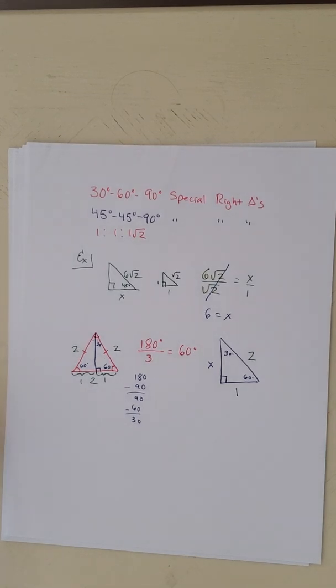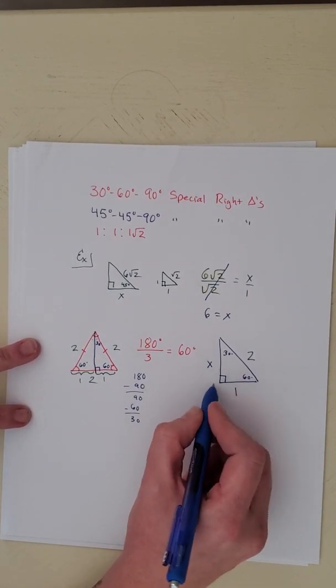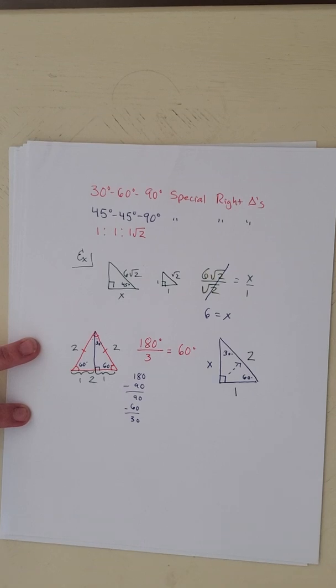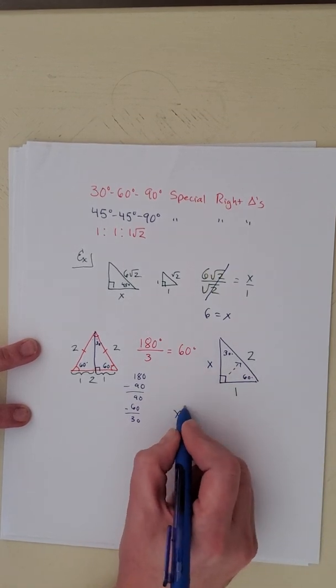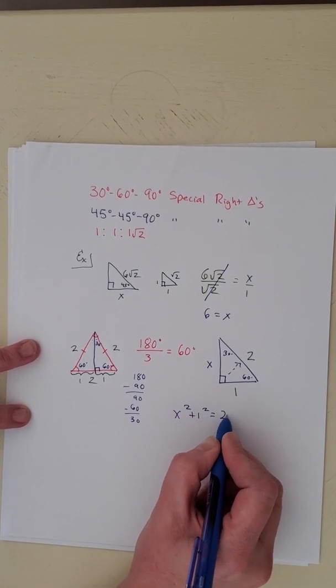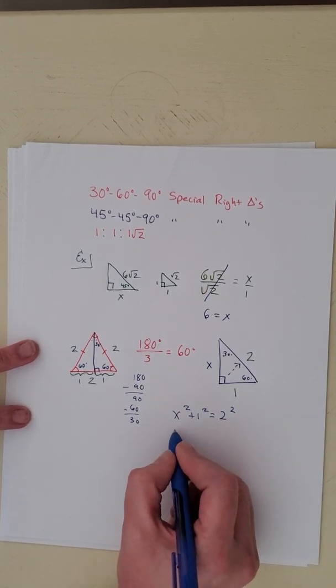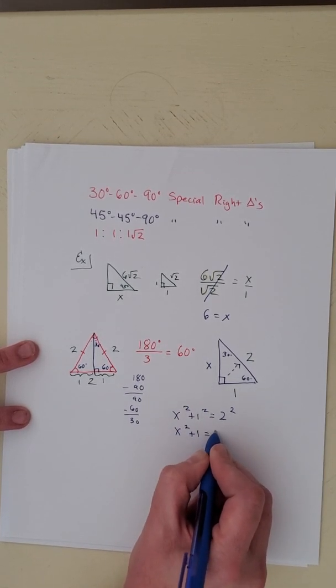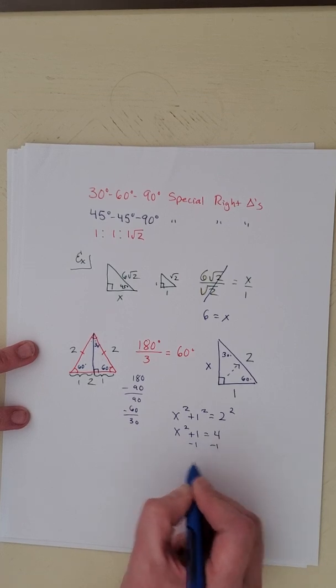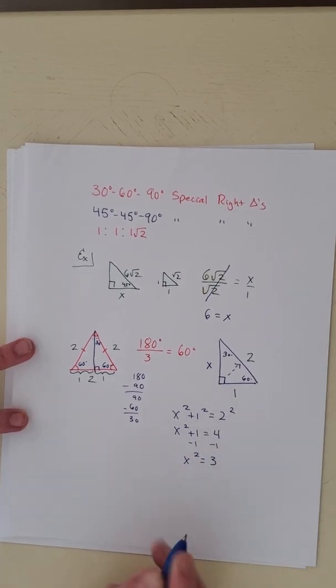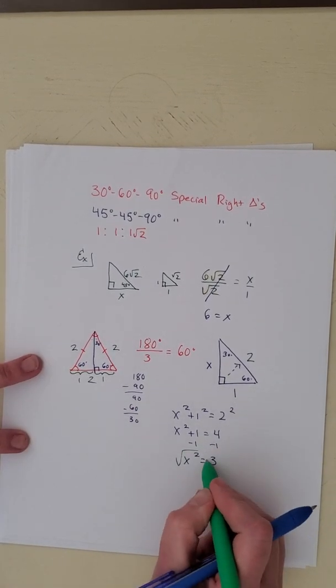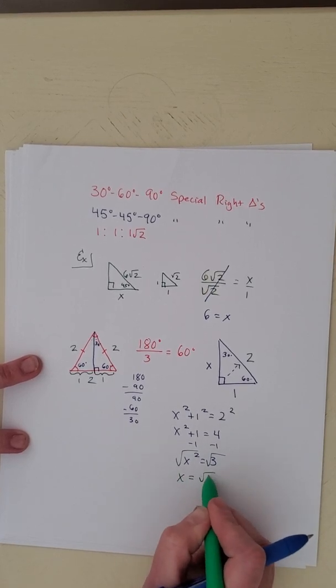And then finally, we're looking for this unknown side x. So we're going to use the Pythagorean theorem to find that. Remember that the hypotenuse is across from the right angle. So we've got x squared plus 1 squared equals 2 squared. And that means x squared plus 1 equals 4. And then we're going to solve for x. We get x squared equals 3. And then we would square root both sides. And we get x equals the square root of 3.